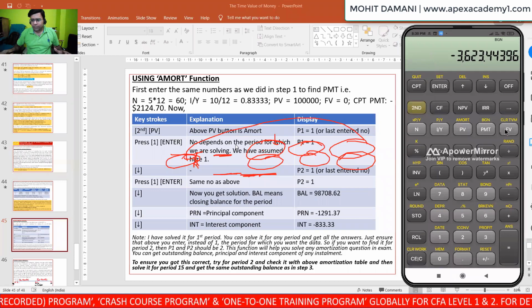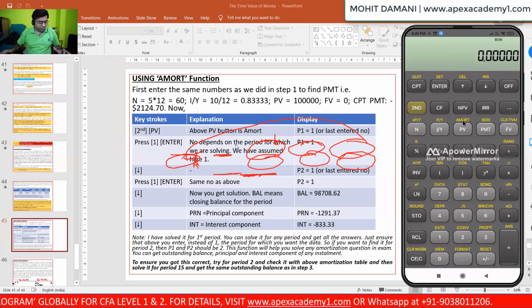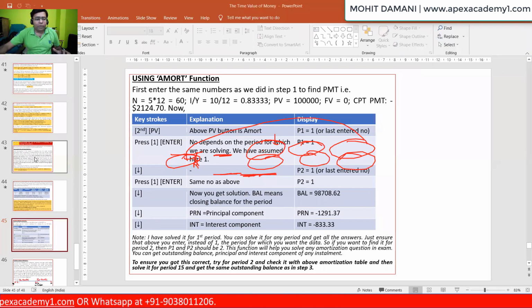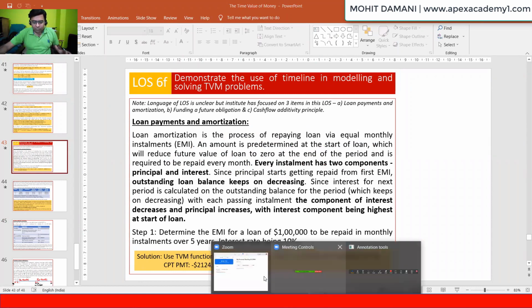And clear TVM. There is one function called the Amort function. To do the Amort function, the first thing is your time value. In your time value, you have to plug in everything. So let's take an example which is there in my study material.